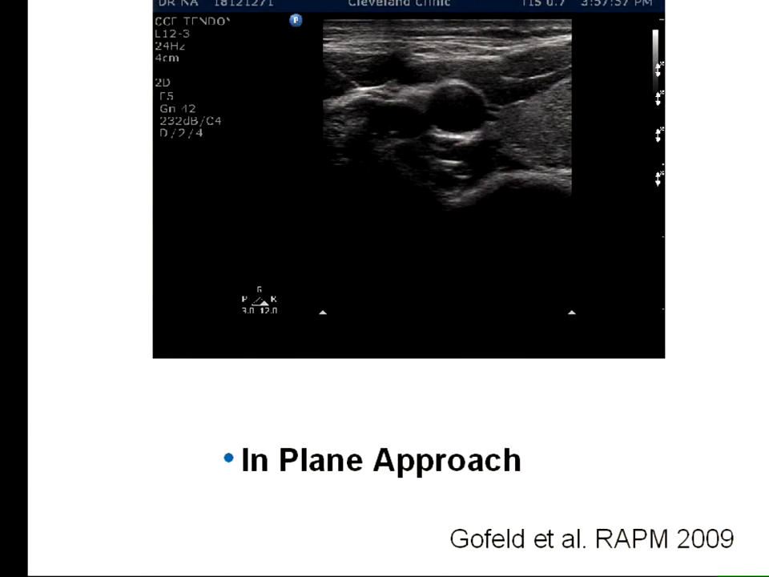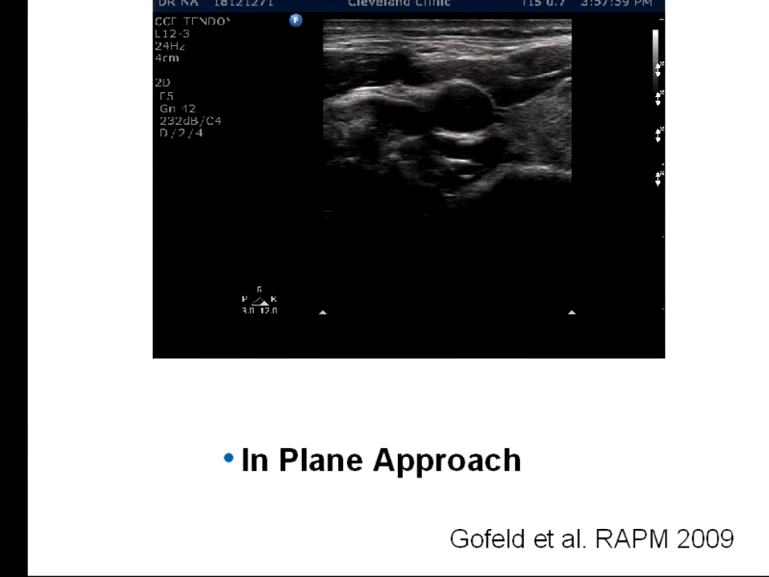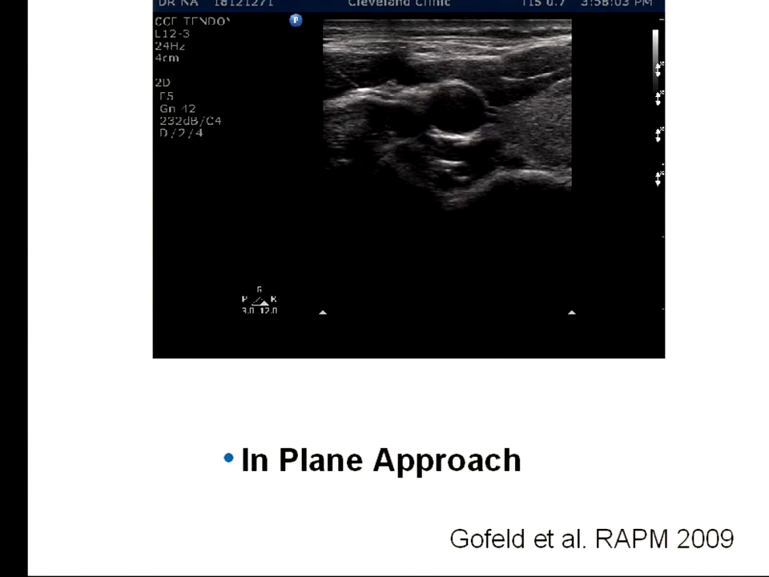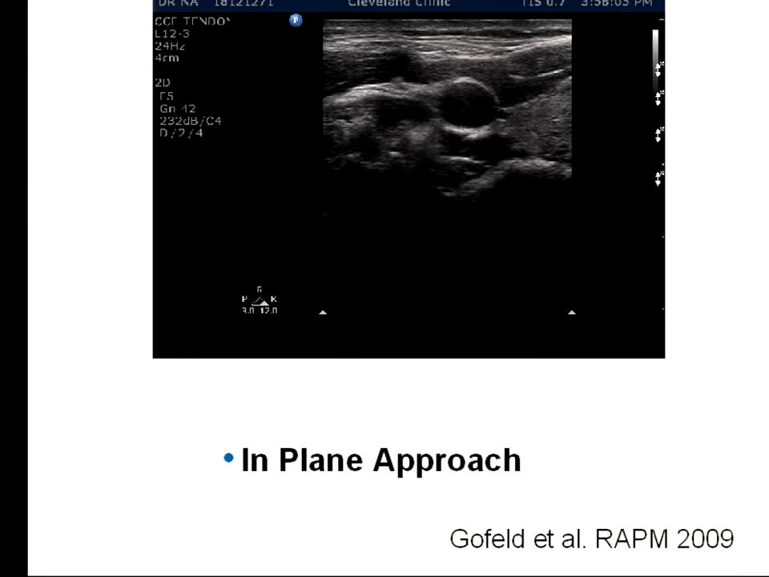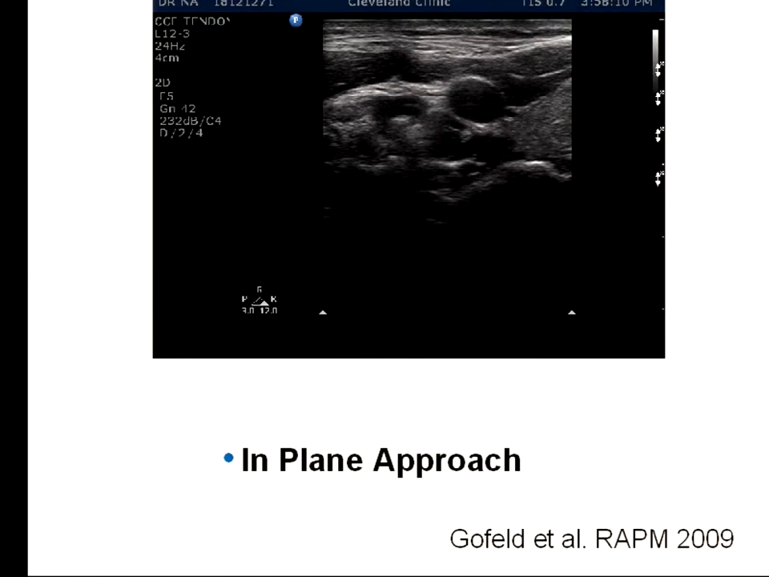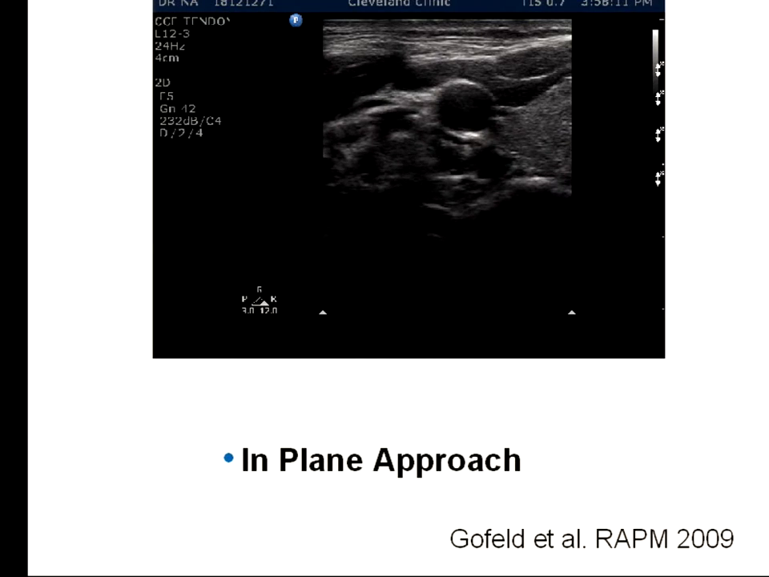In plane, the needle coming in plane, you can see the whole shaft and the tip of the needle. Actually, my needle was inside the muscle. I pulled it back a little bit. I start to inject here. Again, I'm pushing the carotid sheath. This is exactly the fluid I injected.